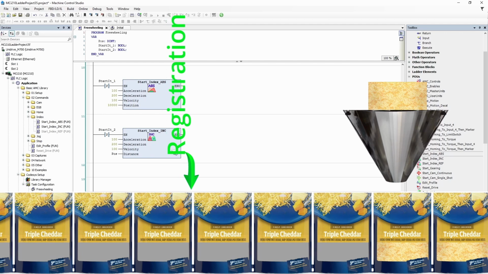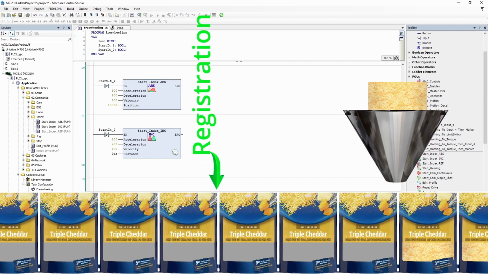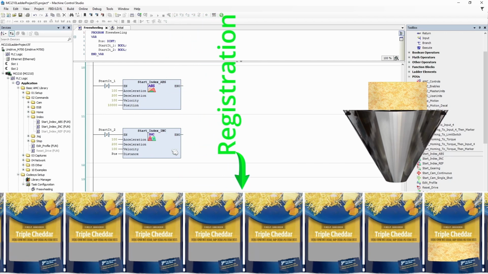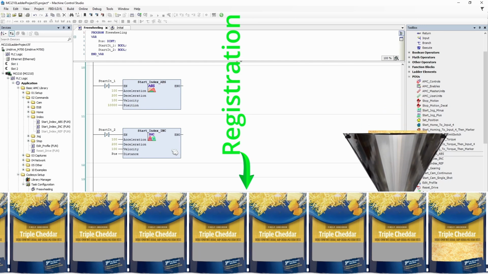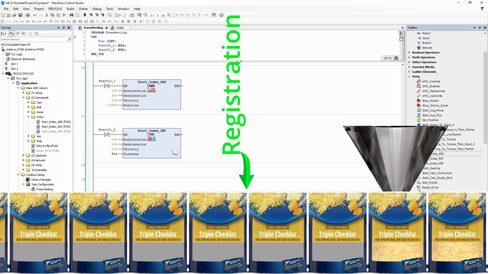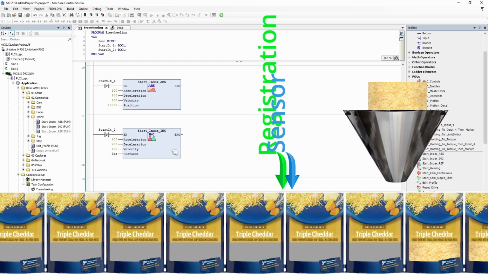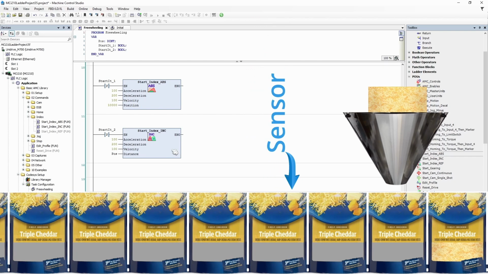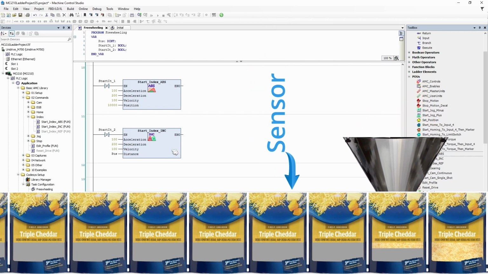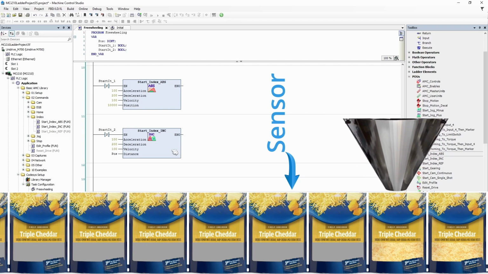So the application is a machine that fills cheese bags. Each bag has a white line between them, and we're going to have a little sensor that watches for this white line. It's going to let us know where the edge of the bag is so that we can line up the bag with the cheese topper.